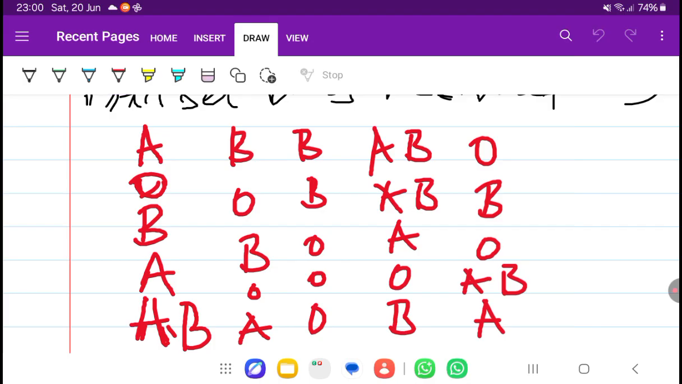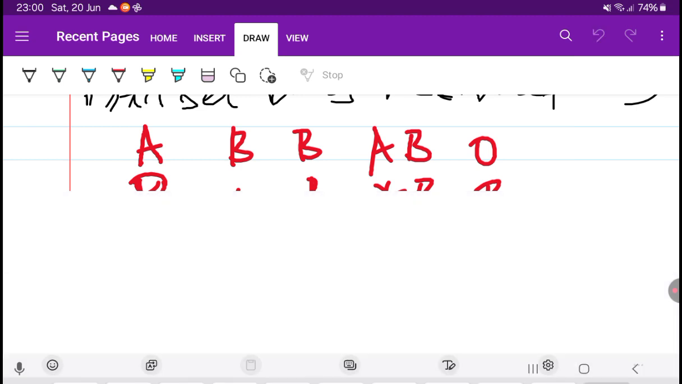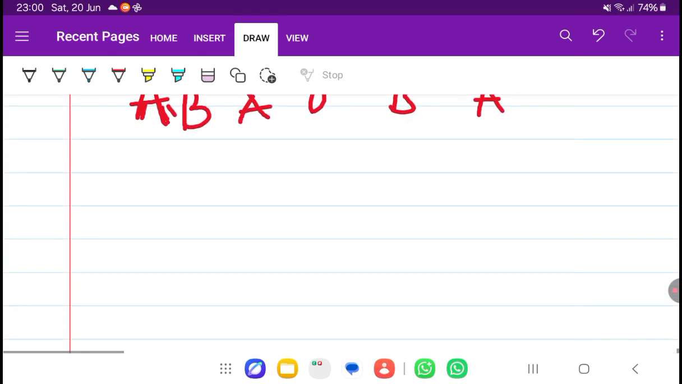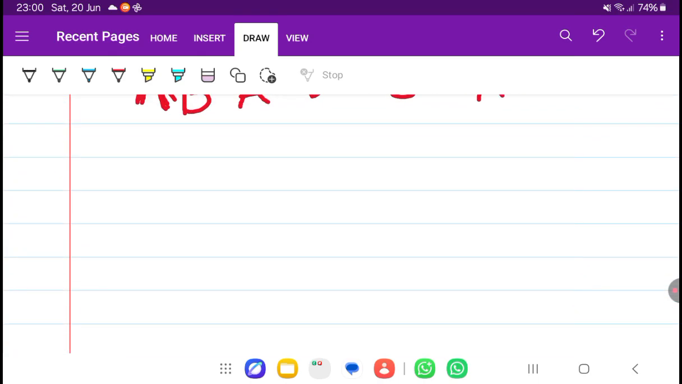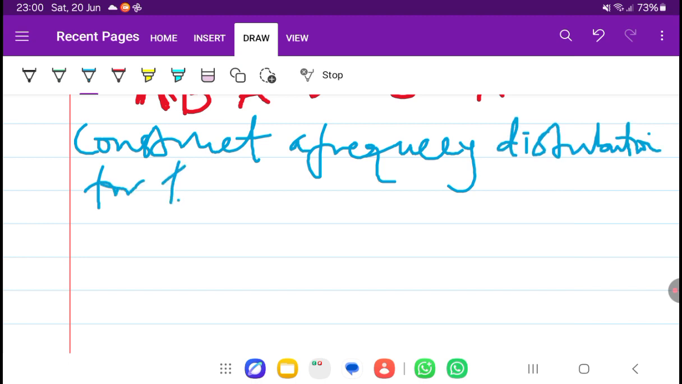And the question is, construct a frequency distribution for the data. Hope you have copied the data. We are saying construct a frequency distribution for the data.